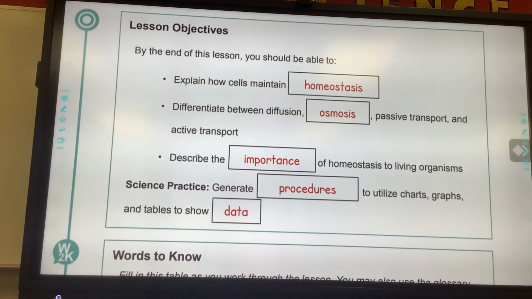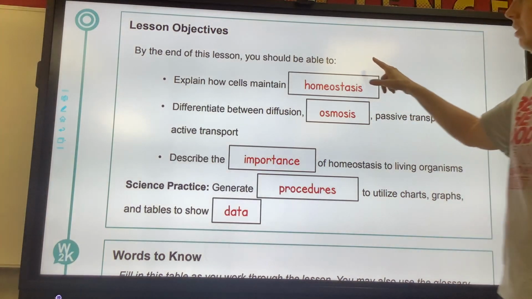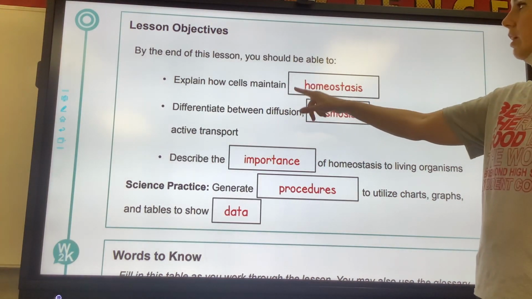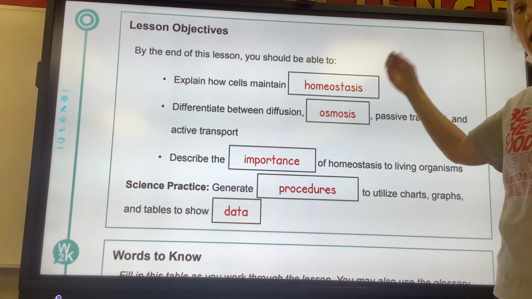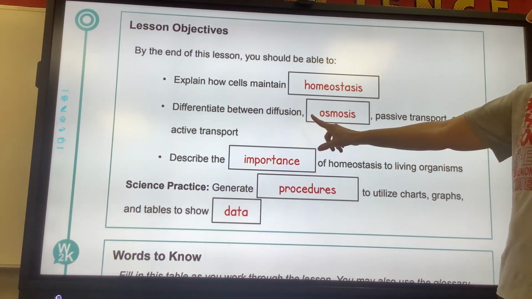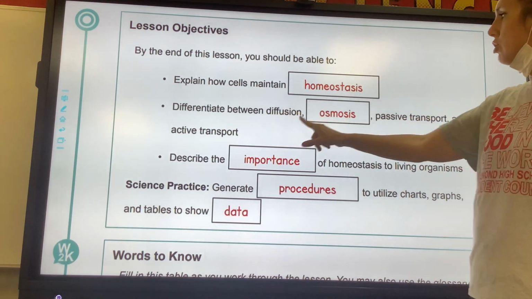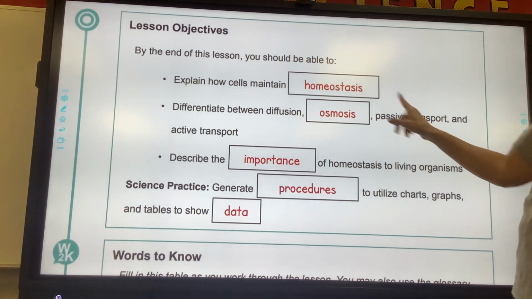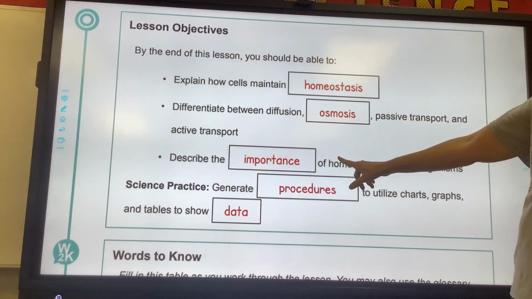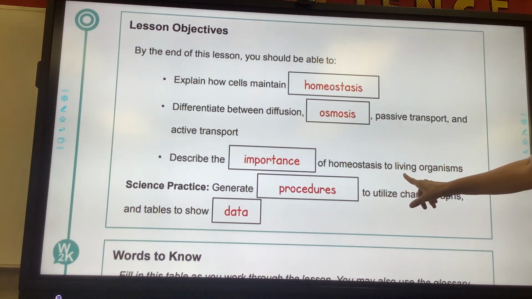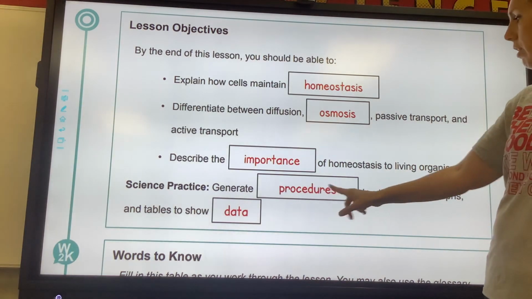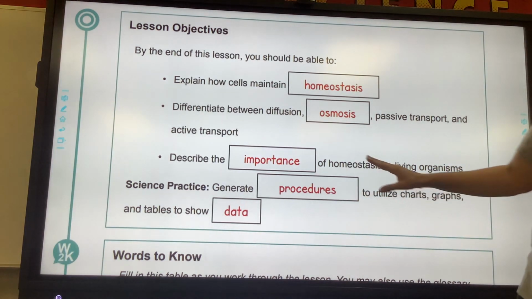Okay, first slide. By the end of this lesson, you should be able to explain how cells maintain homeostasis, their happy, healthy state, differentiate between diffusion and osmosis, passive transport and active, describe the importance of homeostasis in living organisms, and generate procedures to utilize charts and graphs to show data.